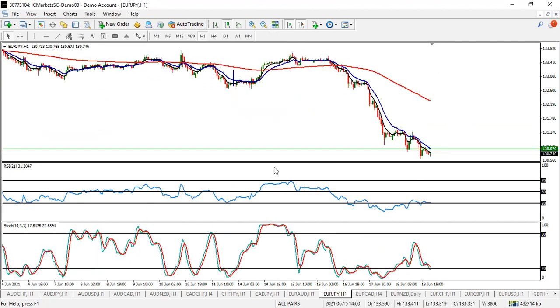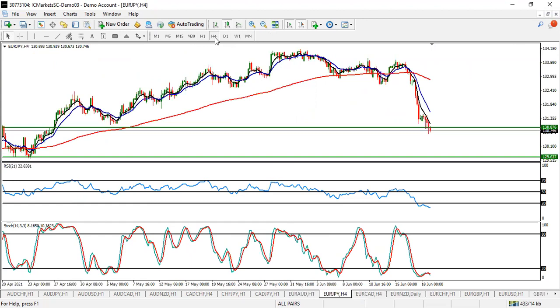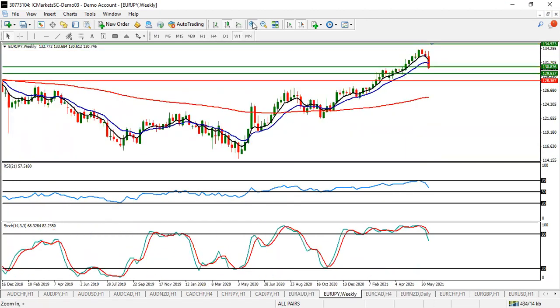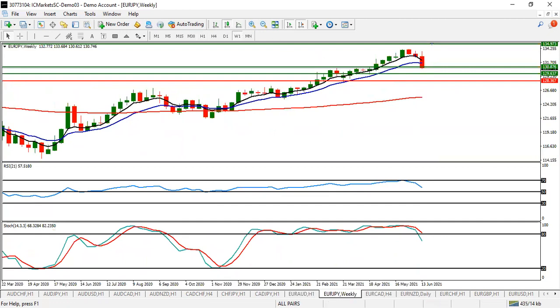Euro JPY. Euro JPY is on the downside with a strong momentum candle that closed last Friday. All right. So with this in mind, we expect JPY pairs to keep pushing down and USD pairs to keep going in favor of USD. So Euro JPY is expected to push down to the red support at 128.36 during this coming week.